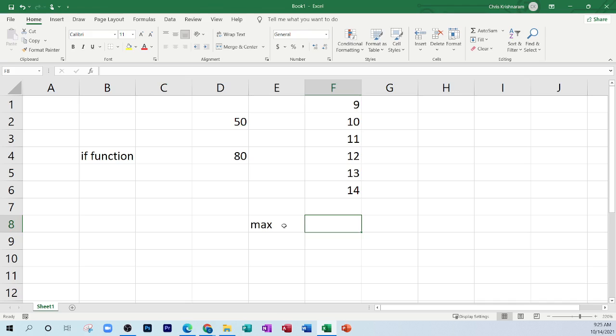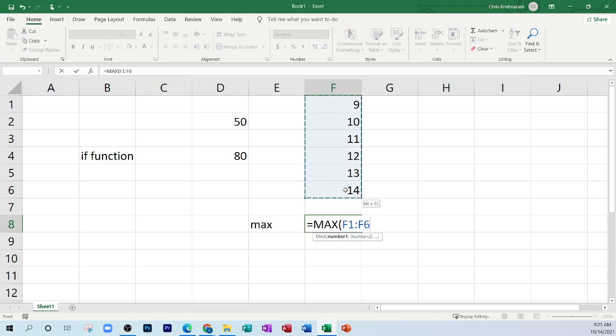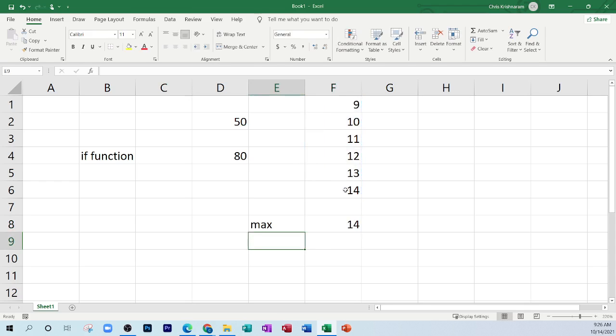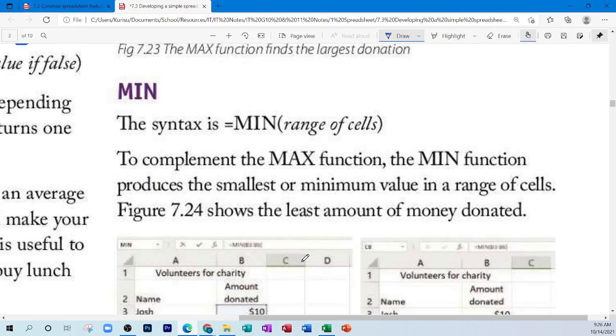So equal max, open bracket, our range, and we have 14 there. If I change 9 to 700, then 700 is going to be our maximum value. If I change 12 to 4500, that's going to be our maximum value there. So max basically looks at the range of numbers and gives you your maximum value.